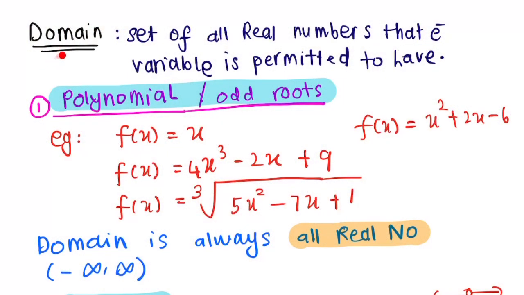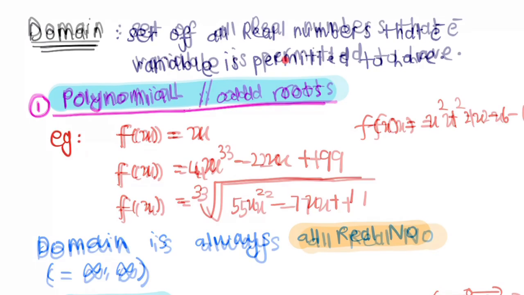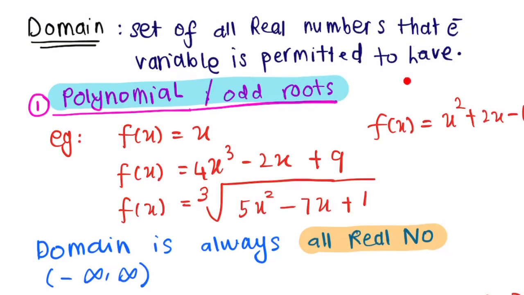Let's see what is a domain. Domain is a set of real numbers that the variable is permitted to have. So this explains where the x in your graph exists. Let's see a few cases of domain here.